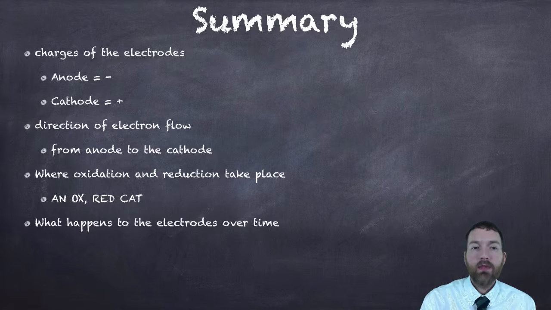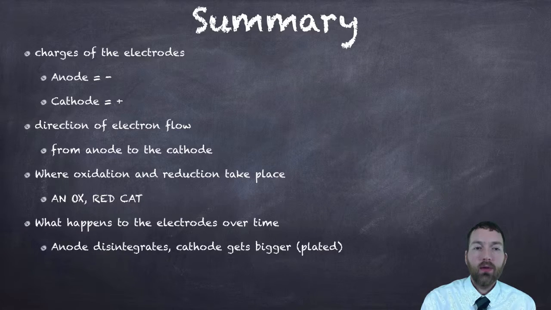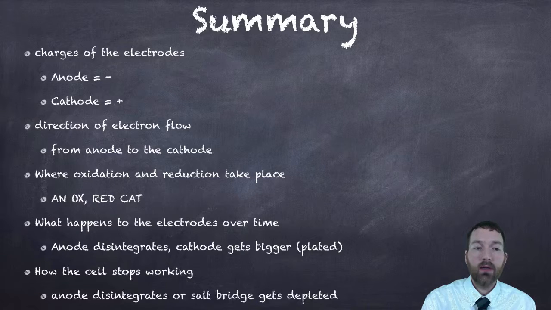You also need to know what happens to the electrodes over time. Remember, the anode is losing electrons and turning into ions, so it's going to disintegrate and get smaller. And the cathode is going to gain ions and electrons, and you're going to reduce solid atoms at the cathode, and it's going to get plated or bigger over time. You should also know how the cell stops working. Eventually the anode can disintegrate and no more electrons will be able to flow, or the salt bridge can get depleted and keep the electrical potential of those two cells becoming something greater than zero.